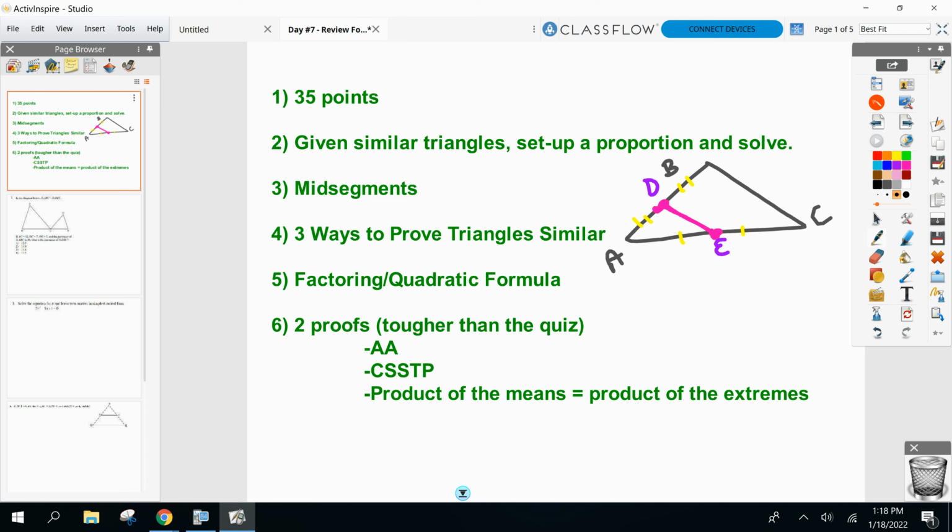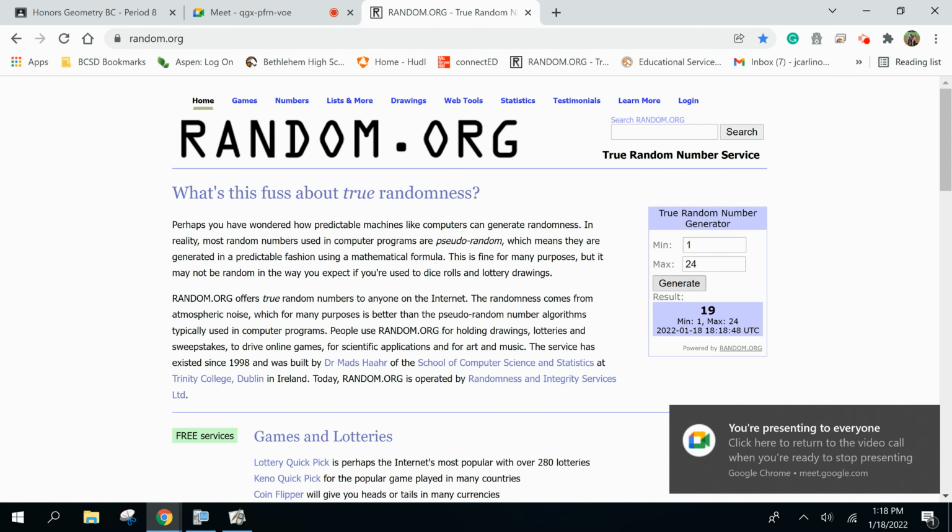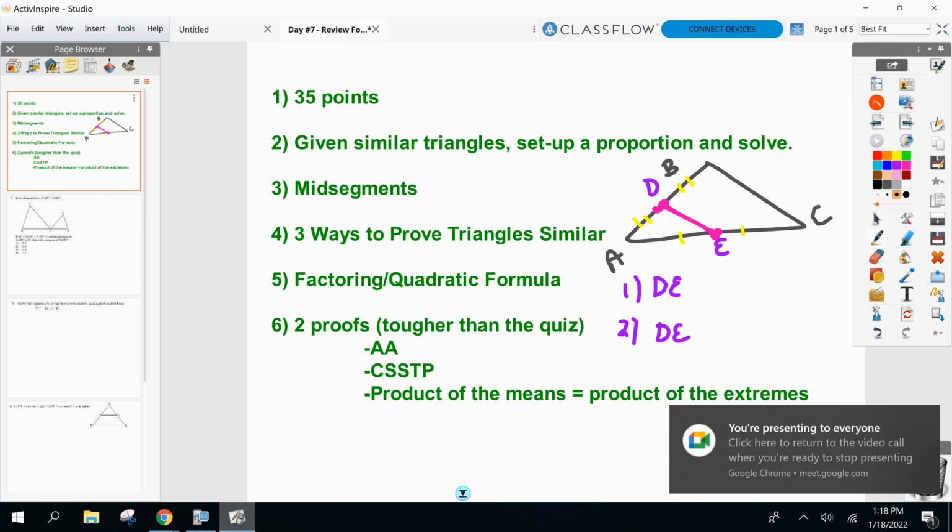So DE is a mid-segment. Two things you should know about DE. I'll turn it over to you. If you have to look back in your notes from Friday. What should I know about DE? Two things we should know because it's a mid-segment. 19, start us off. What do I know about DE?